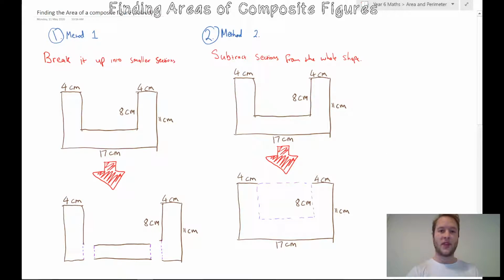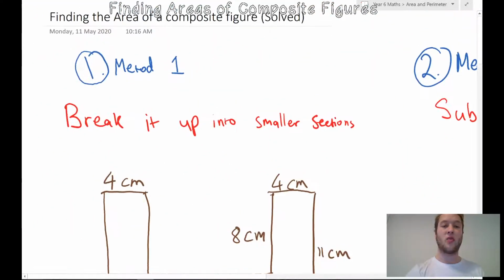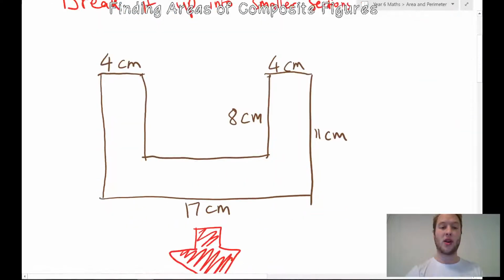Hi, in this video I'm going to be talking about how we can find the area of composite figures. I've got two methods of doing it. The first method is the idea of breaking the shape up into smaller parts. The second method is working out a giant shape and then removing sections by subtracting. Let's focus on just method one to begin with, so break it up into smaller parts.